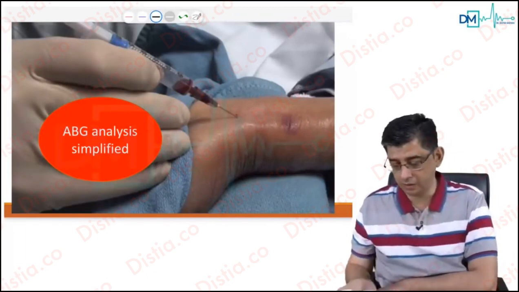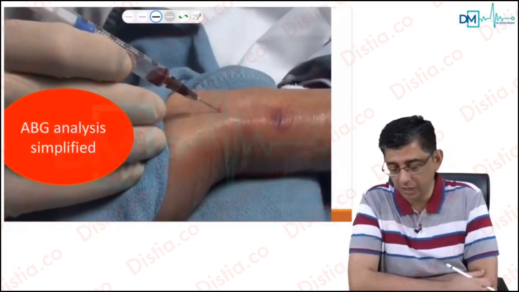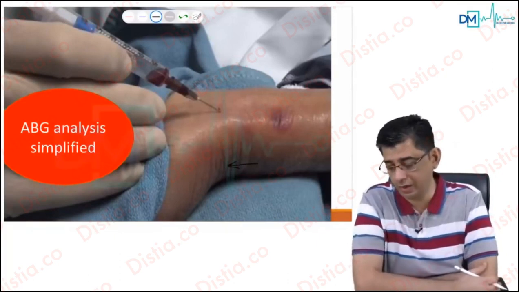As you can see in this particular image, a doctor taking an ABG, you need to keep the needle at 45 degrees so that you can puncture the radial artery. The arm should obviously be extended. So we'll talk about procedural aspects related to ABG.